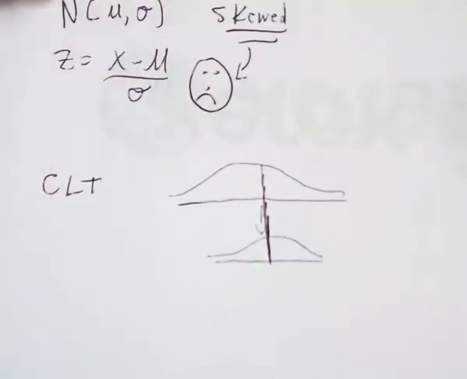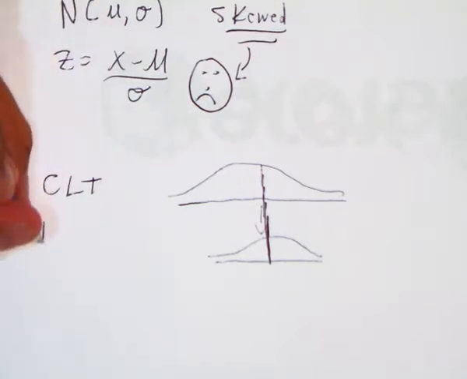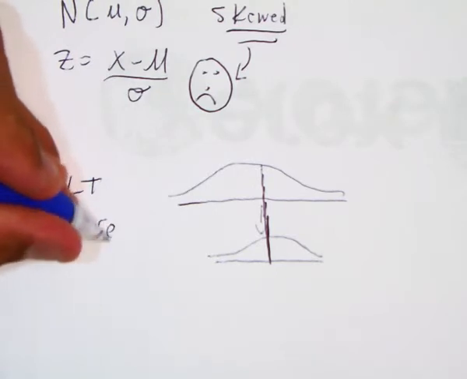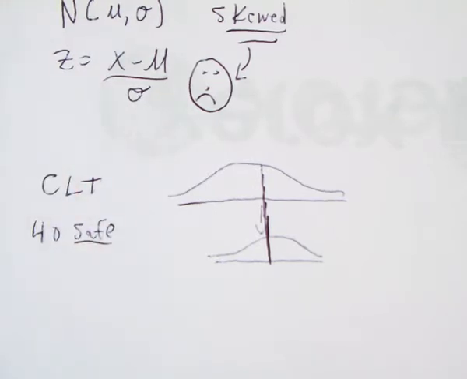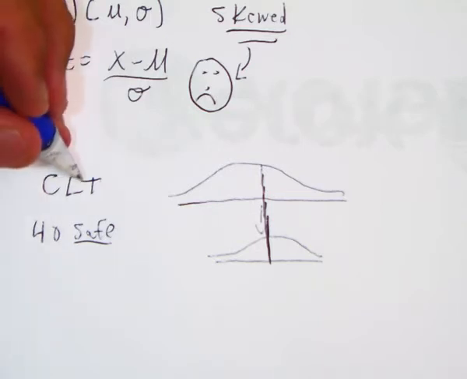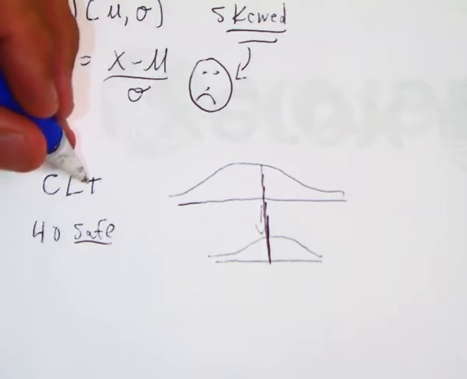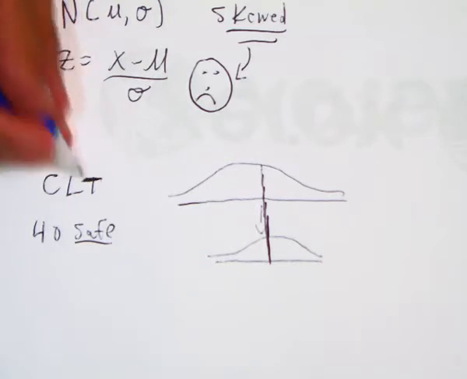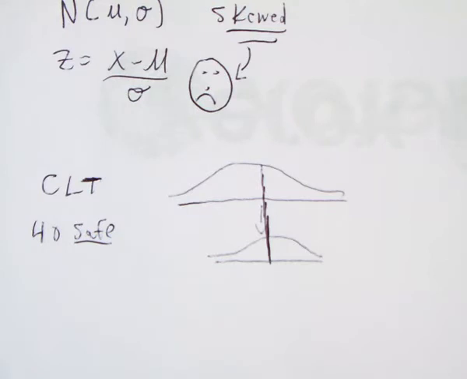But the problem is how big? Well, usually around 40 is safe. So when our sample size is 10, that's not large enough in every instance. It might be large enough in some instances, but that's a fairly small sample. So we would not proceed, because being conservative about it, we would want a larger sample.